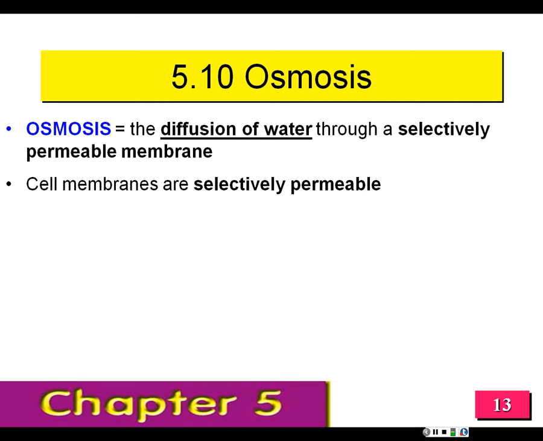Okay, so again, we said cell membranes are selectively permeable. What's the other name that we use that's interchangeable with cell membrane? Good, plasma membrane. It's just a pore that water can move through.